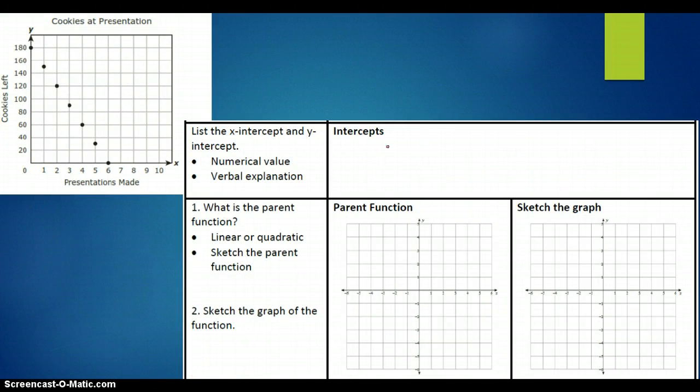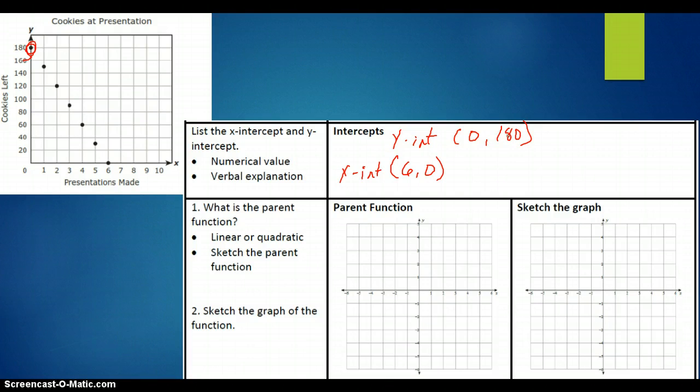Moving on, we're looking for the intercepts. And the good thing about this problem is that the intercepts are obvious. You can see them on the graph. My y-intercept is right here on the y-line, which I like. So it is 0 in the x place and 180 in the y place. My x-intercept is 6, 0.